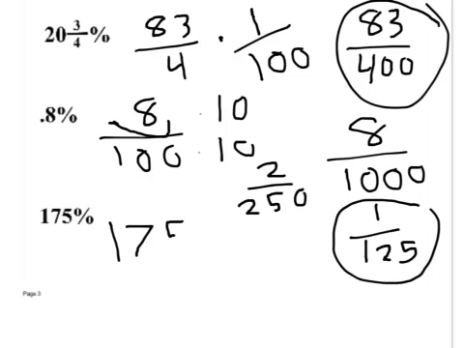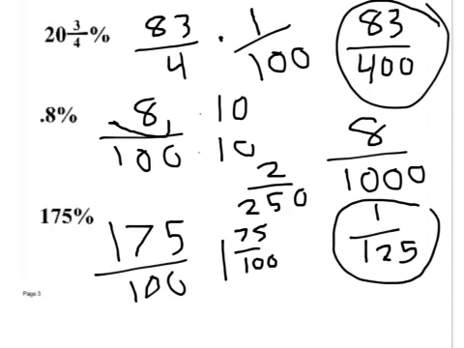175%. We write 175 over 100. Can I make that a mixed number? How many times is 100 going into 175? 1 with how much left over? Okay, 75 over 100 left. Okay, as Mackenzie said, we can reduce that to 3/4. So 175% is what as a fraction? 1 3/4.